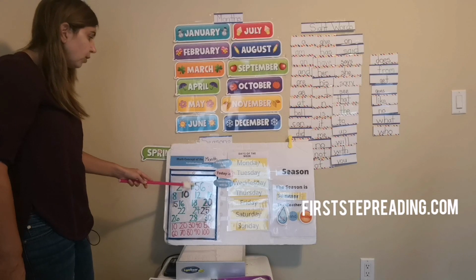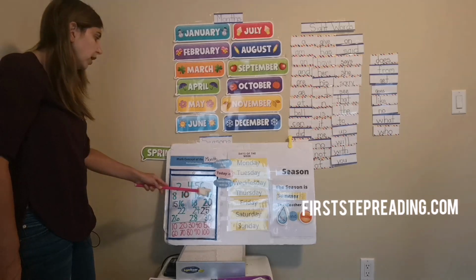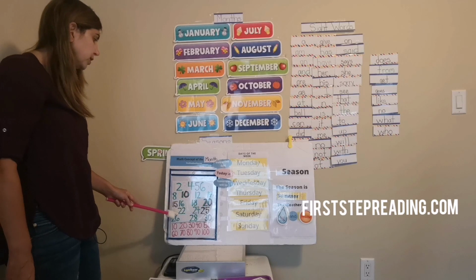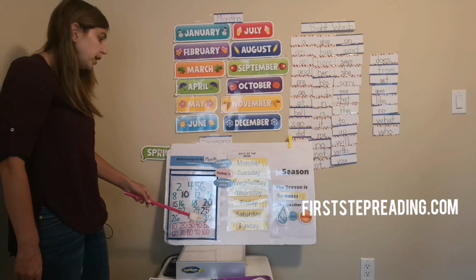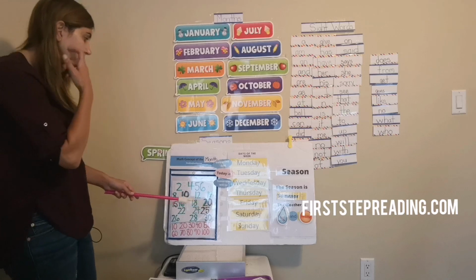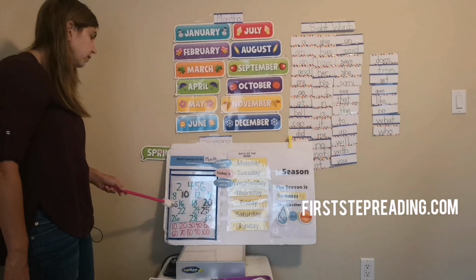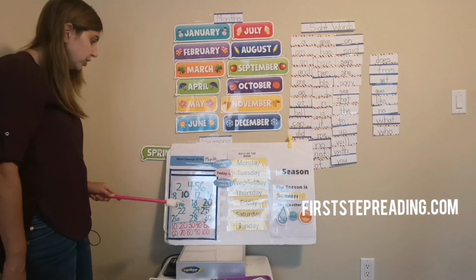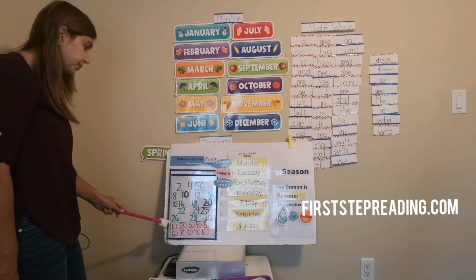2, 4, 6, 8, 10, 12, 14, 16, 18, 20, 22, 24, 26, 28, 30. Now we're going to count by 5s. 5, 10, 15, 20, 25, 30. Great job. Now let's read by 10s together.